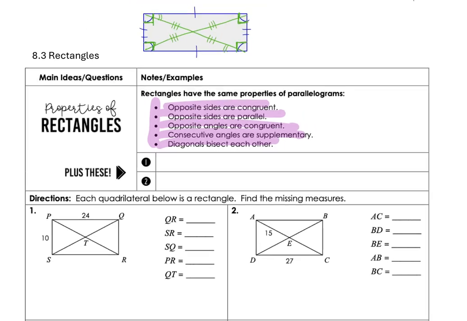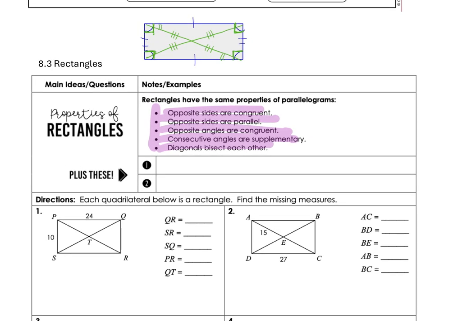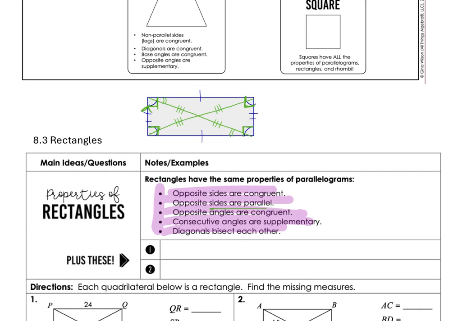So that means opposite sides are congruent. That's what Landon told us, right? It means opposite sides are parallel. That's a parallelogram. So these are parallel and these are parallel, okay? It means opposite angles are congruent, but in this case, more specifically, congruent and 90 degrees. It also means consecutive angles are supplementary, right? These two are going to add up to 180 every time because they're both 90. It also means that diagonals bisect each other, so equal parts on your diagonals.